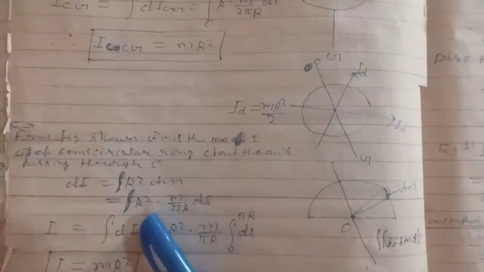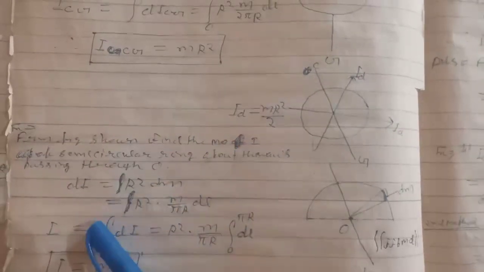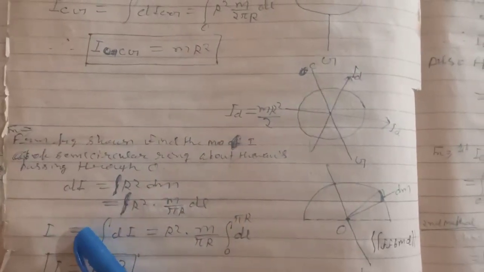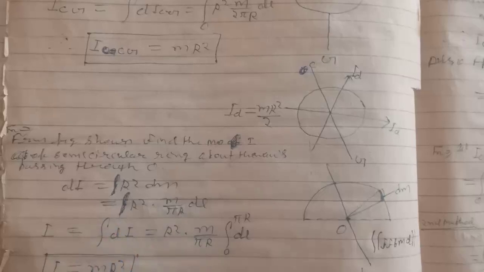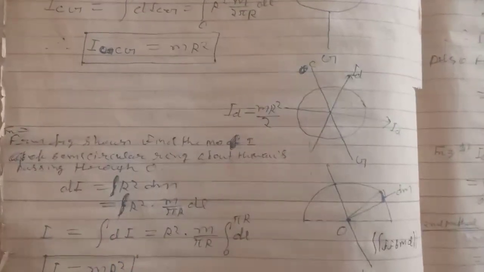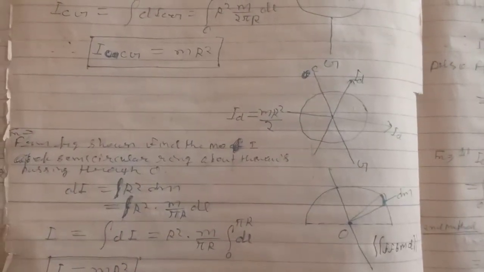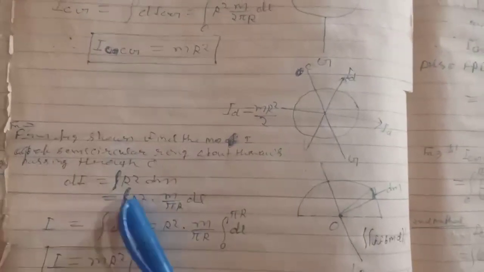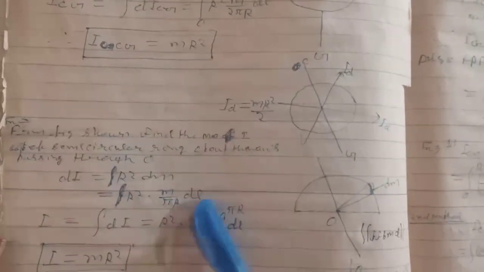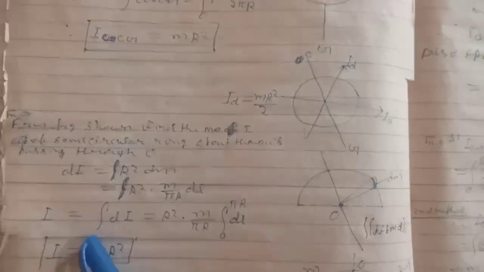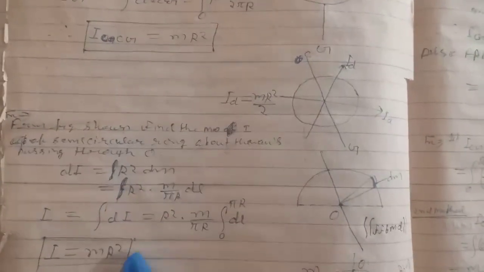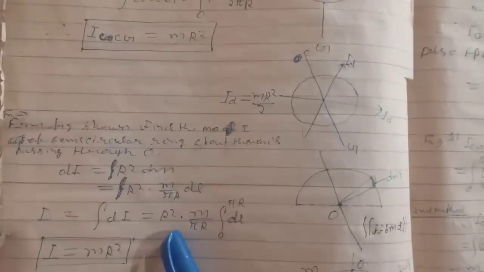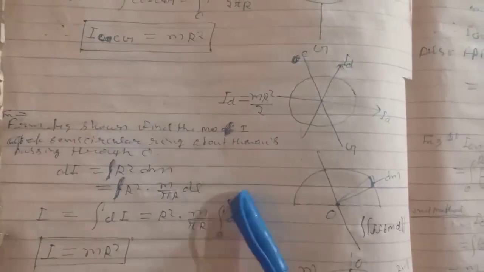From the figure shown, find the moment of inertia of the semicircular ring about the axis passing through O. dI equals integration r square dm, or integration r square m by pi r into dl. So I equals integration dI. Integration dI equals r square into m by pi r into integration 0 to pi r dl, or equals m r square.